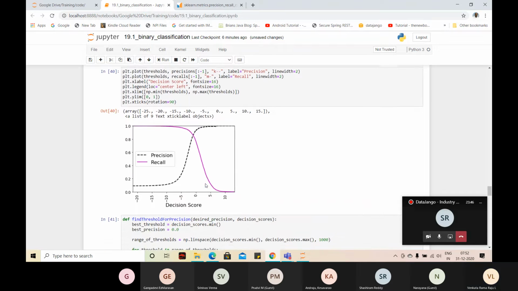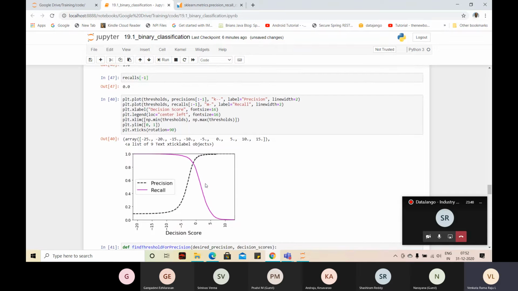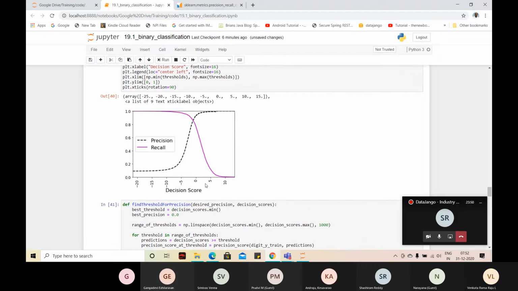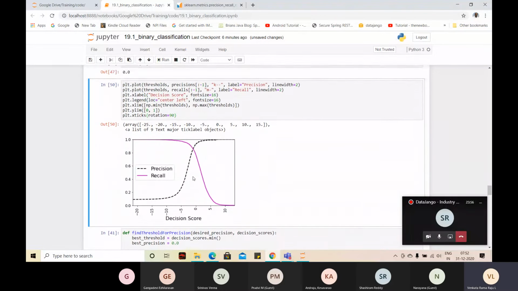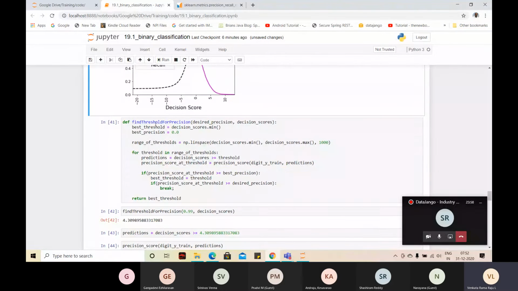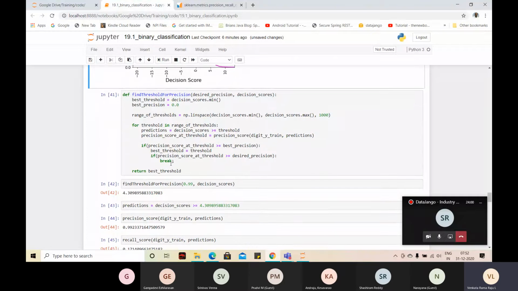Okay, got it, right? Yes. Now, by looking at the graph, you can find, or you can actually write a function that will find the threshold for precision. I wrote a method. You can write a method for recall also.